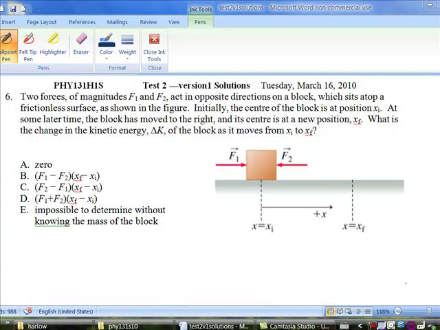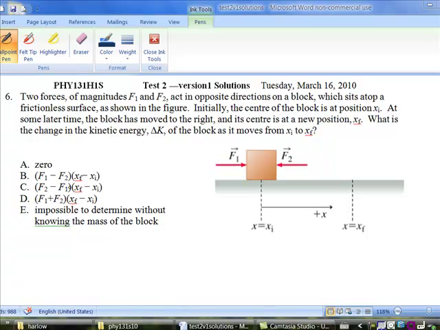Okay, question 6. Two forces of magnitudes F1 and F2 act in opposite directions on a block which sits atop a frictionless surface, as shown in the figure. Initially, the center of the block is at position x sub i. At some time later, the block has moved to the right, and its center is at a new position x sub f. What is the change in the kinetic energy of the block as it moves from x_i to x_f?